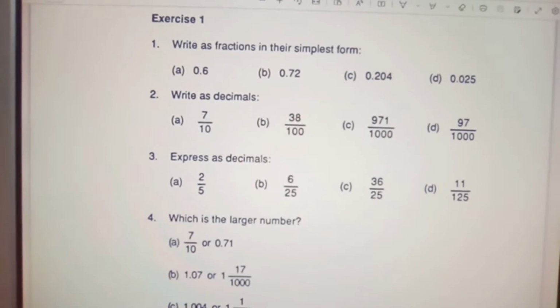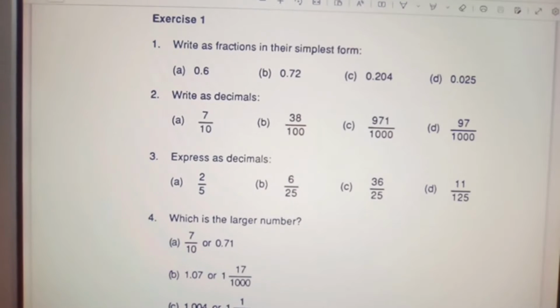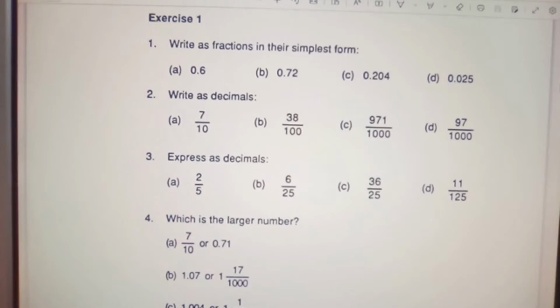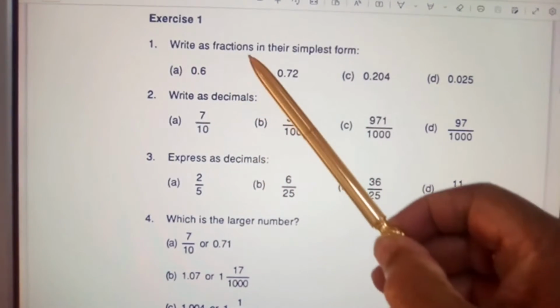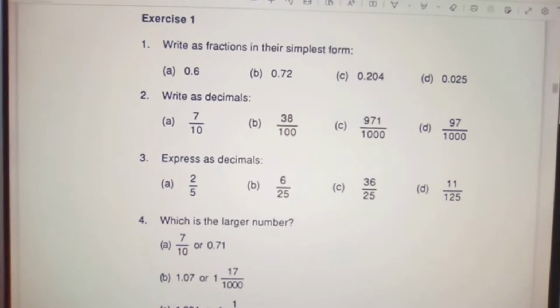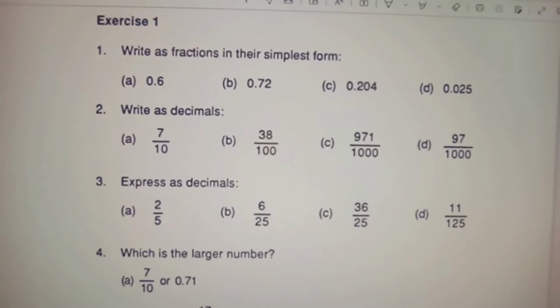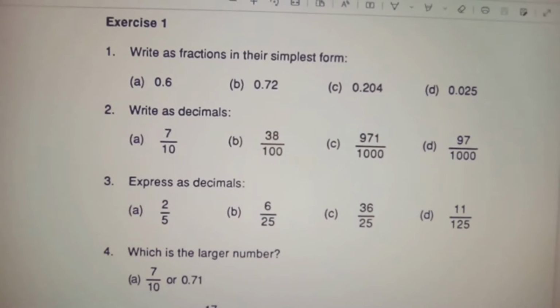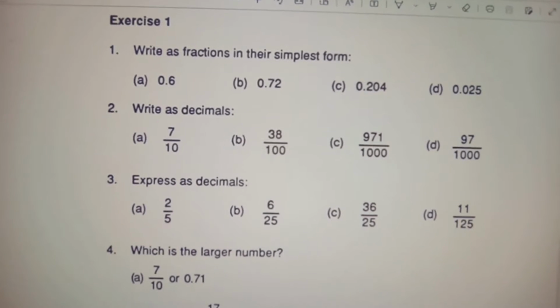What I want to do is continue with converting fractions and decimals, and this is now session 5, okay? Again, what I want to do is to write our fractions in their simplest form, and the question we're going to look at today is 0.204.